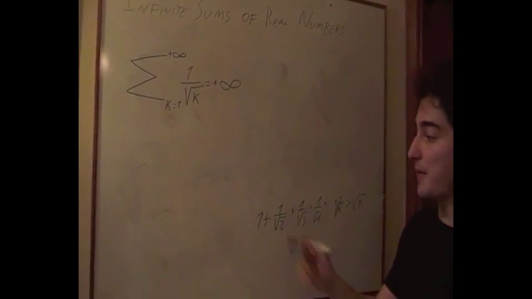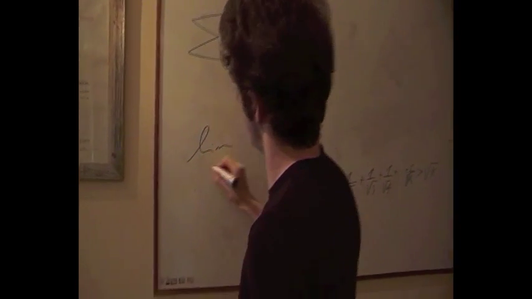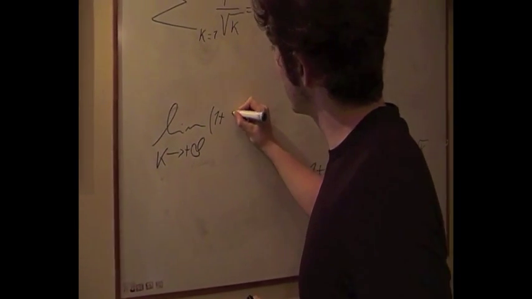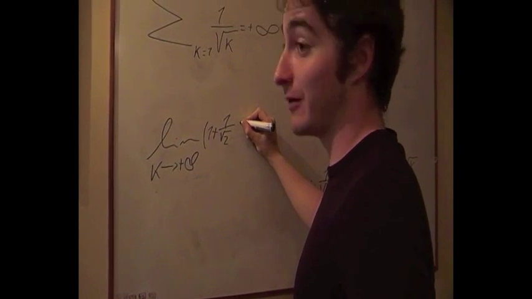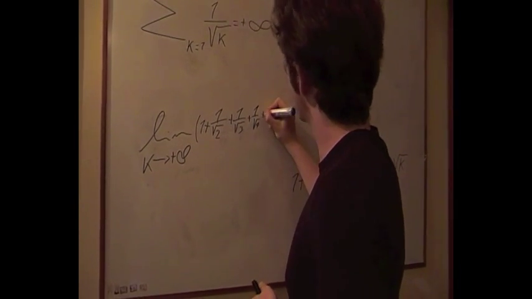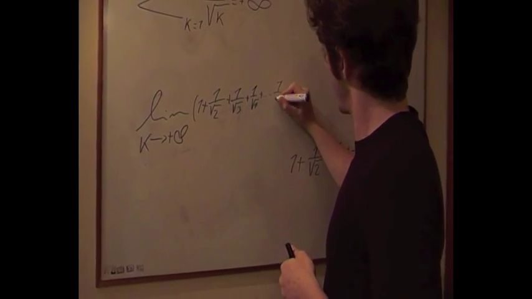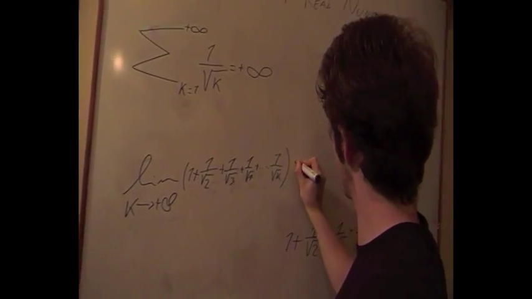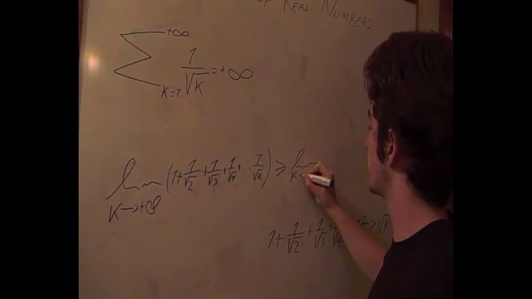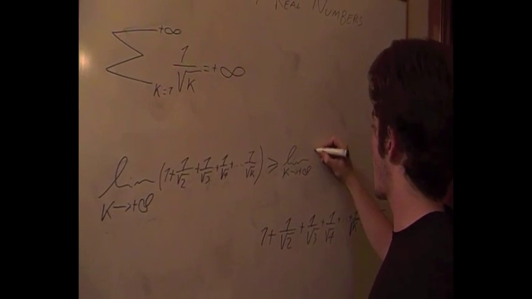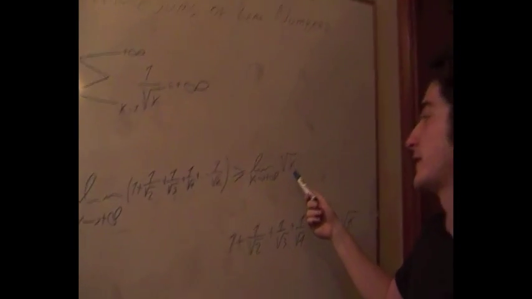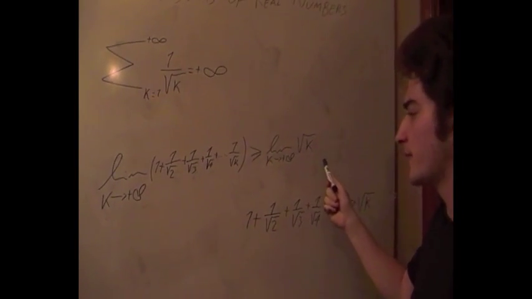Now, taking the limit with k that goes to plus infinity of 1 plus 1 over square root of 2 plus 1 over square root of 3 plus 1 over square root of 4 plus so on up to 1 over square root of k is greater or equal to the limit with k that goes to plus infinity of root of k. Now, what do we see here? Well, we know how to calculate the limit of the square root of k.